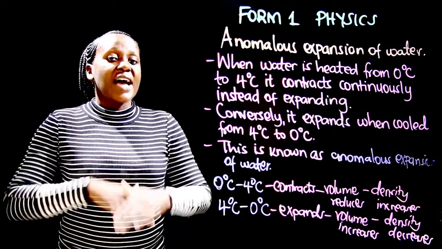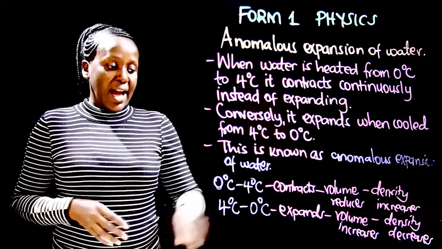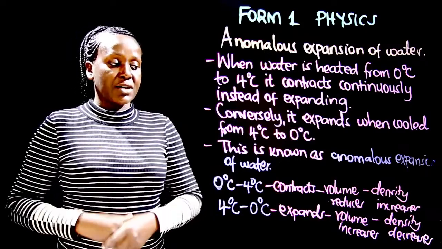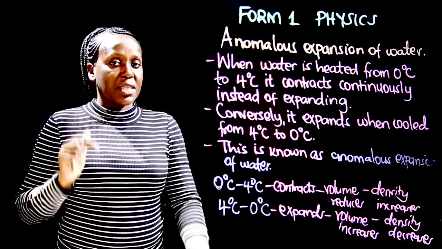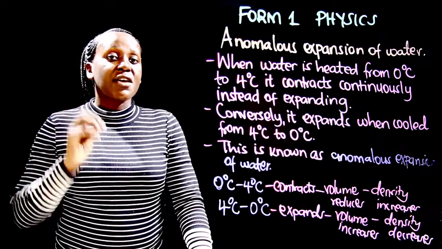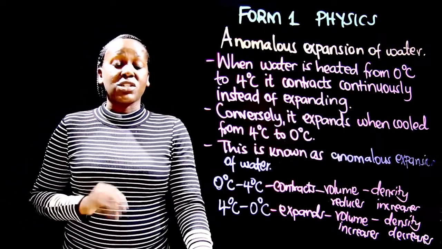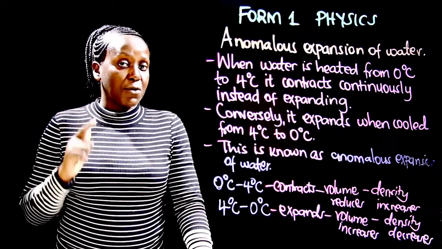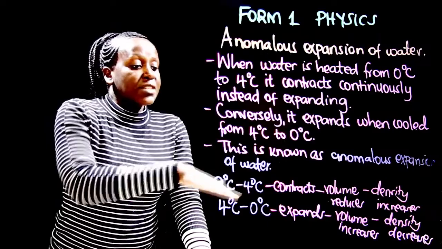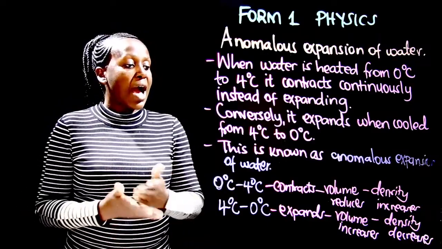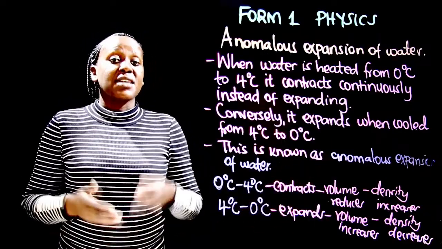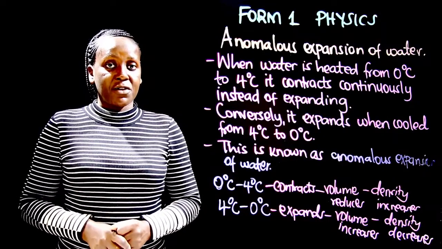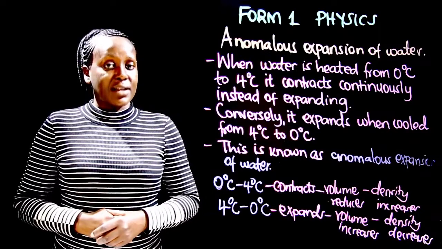So water has the least density at 0 degrees Celsius and the highest density at 4 degrees Celsius. I really need you to remember this, because when we start looking at the effects of anomalous expansion of water in the real world, this is going to be very useful information. Now, this information about how volume and density is affected by changes in temperature can be represented in a graph, and that is what we are going to look at next.